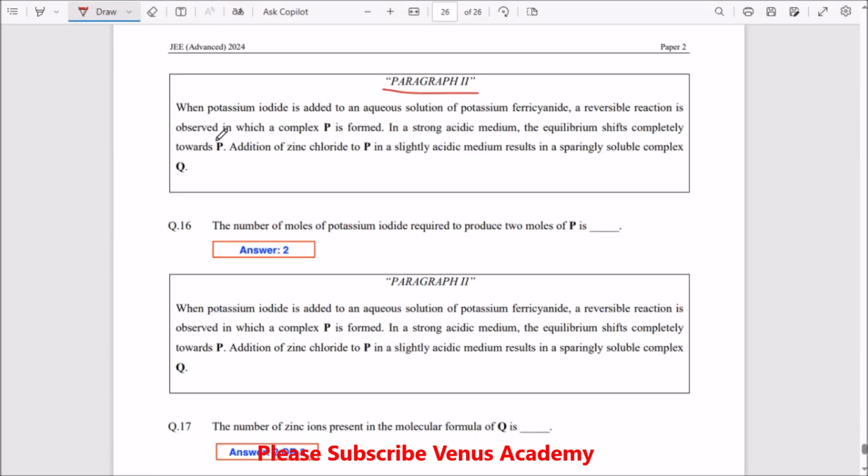Next, paragraph II. When potassium iodide is added to an aqueous solution of potassium ferricyanide, a reversible reaction is observed in which a complex P is formed. In a strong acidic medium, the equilibrium shifts completely towards P. Addition of zinc chloride to P in a slightly acidic medium results in a sparingly soluble complex Q. The number of moles of potassium iodide required to produce 2 moles of P is, the correct option is 2. 2 moles are required, students.